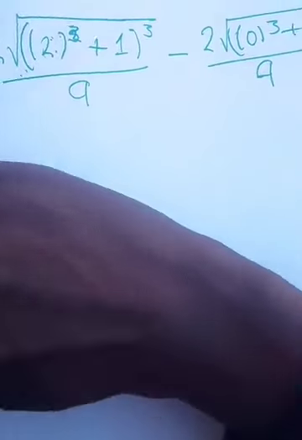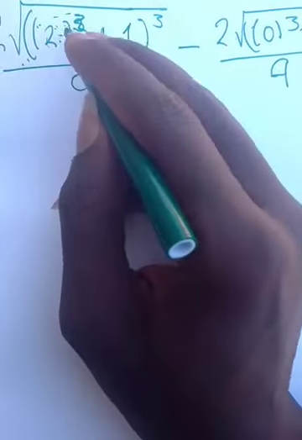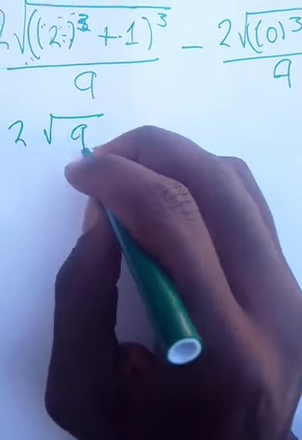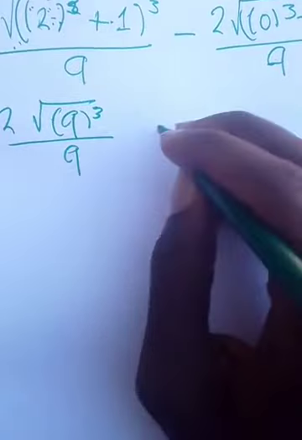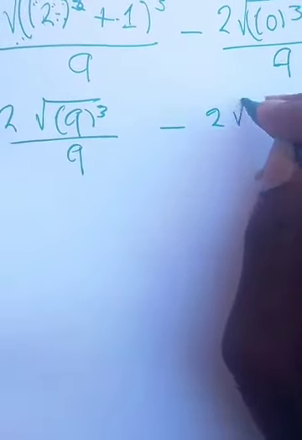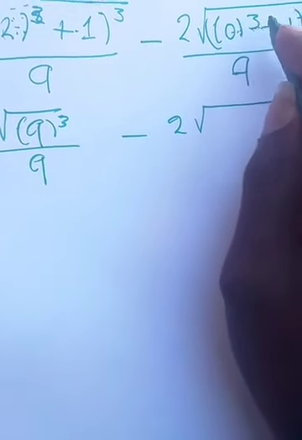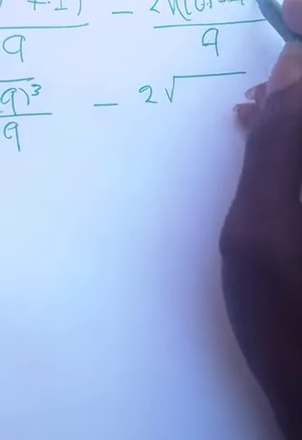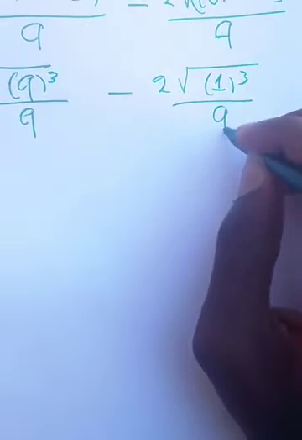When I raise 2 to the power of 3, I get 8, right? 8 plus 1, that is 9, right? So it's going to be 2 times 9 raised to the power of 3 over 9 minus 2. Here, if I raise 0 to the power of 3, it will still be 0. 0 plus 1 is going to be 1 to the power of 3 over 9. Okay, now, how do you simplify this one?